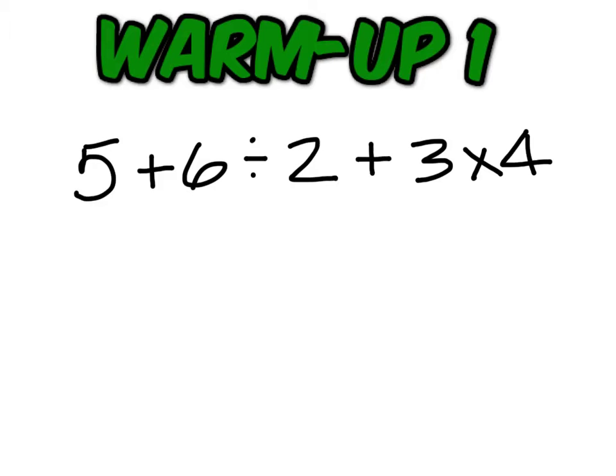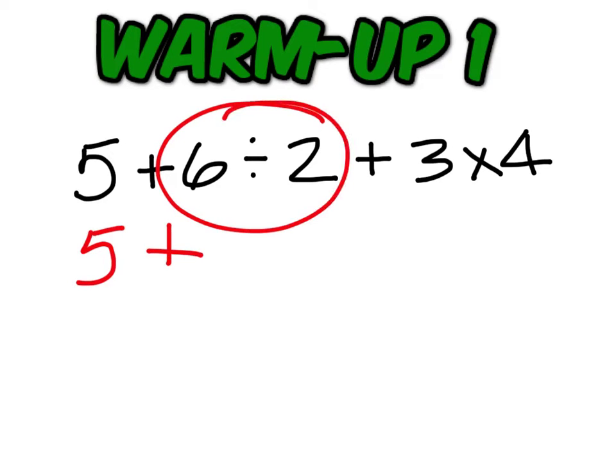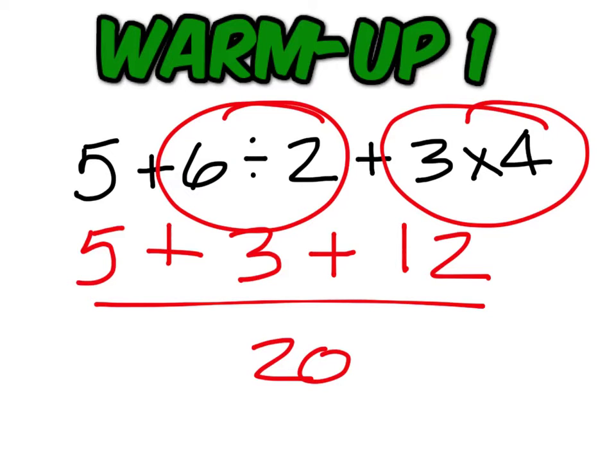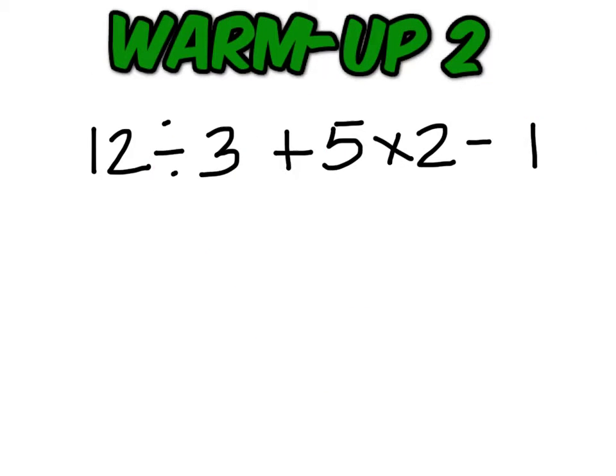All right, on this one, you should have 5 plus 3. Have to do the division first. And then plus 12 from 3 times 4. Add those all together and you come up with 20. Try this one.